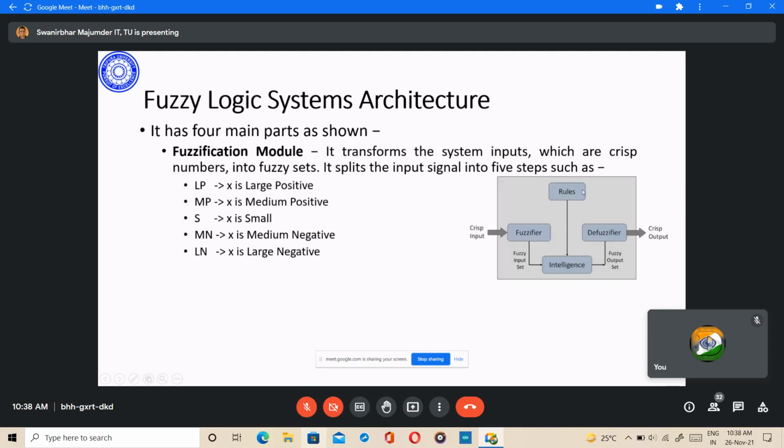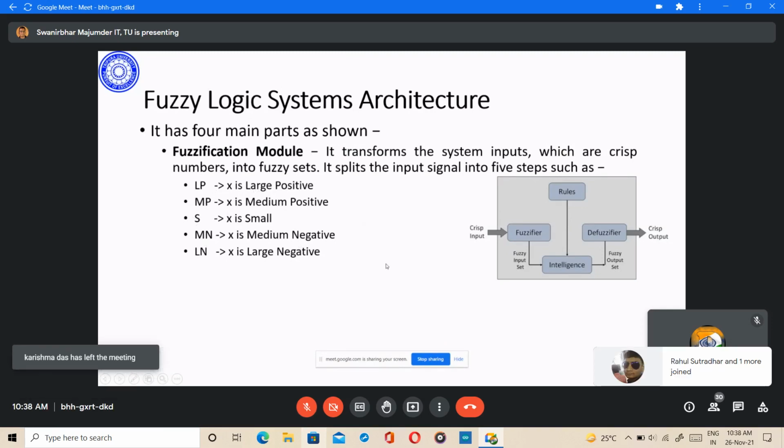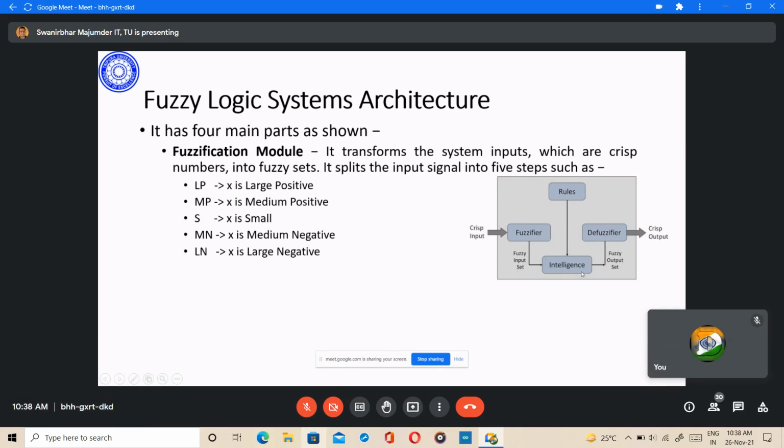So here this is the block diagram. You have a crisp input coming, and here you have the fuzzifier. The fuzzifier will do the fuzzification into these LP, MP, S, MN, LN kind of things, and this fuzzy input set goes to the intelligent system, where there are some fuzzy set rules. Based on this, the intelligent system will follow the rules, take the fuzzy input, make some decision and give a fuzzy output. Now again, this fuzzy output is not understood by the user. So you need a reverse process, a defuzzifier, which will give you a crisp output. Getting?